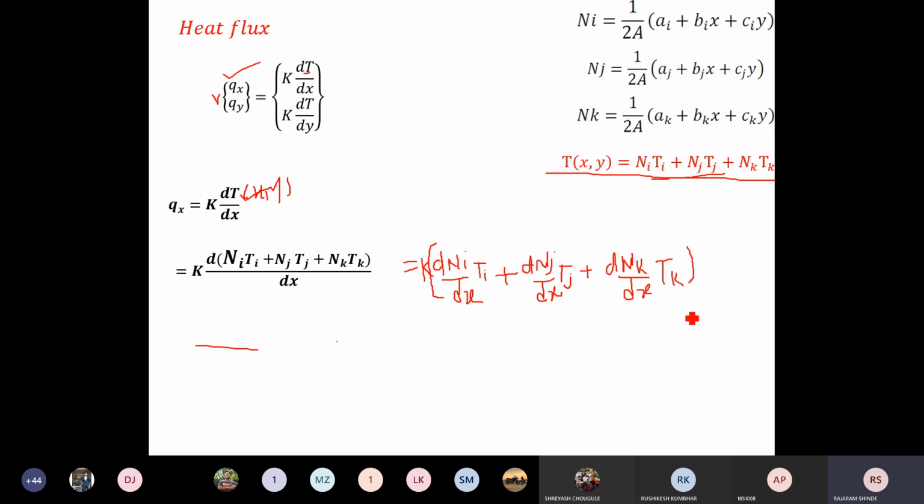Shreyas, any doubt in this equation? Can I write like this? No, sir. Okay, now you have to put the value of ni here. This is your ni. Now what is the derivative of ni with respect to x? You differentiate this ni. What is the derivative of ni with respect to x?